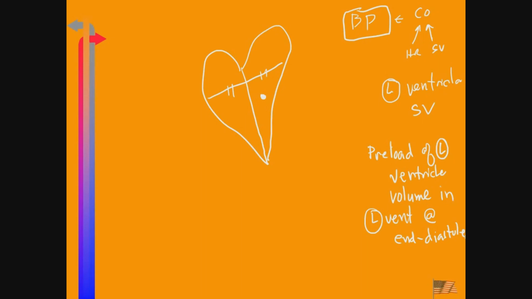Problem is I can't measure that directly. How do I get into the left ventricle? On the right side, right ventricular end diastolic volume. How much volume is in the right ventricle just prior to contraction?